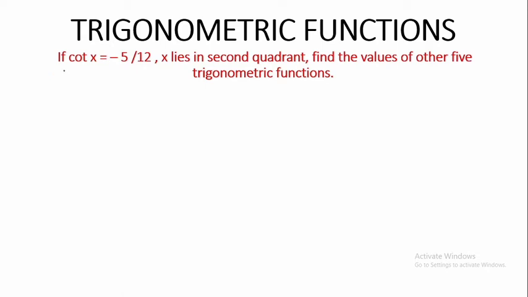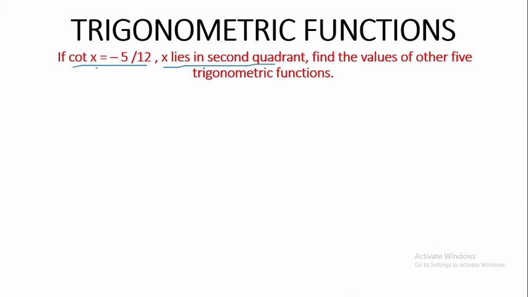The question is, if cot x is equal to minus 5 by 12, and x lies in the second quadrant, find the values of the other 5 trigonometric functions. So we are given the value of cot x, that's minus 5 by 12, and another hint is given that x lies in the second quadrant. With these two pieces of information, we have to find the other 5 values: sin x, cos x, tan x, secant x and cosecant x.